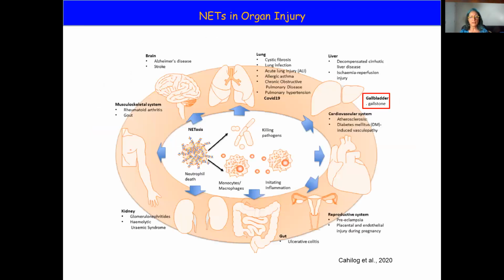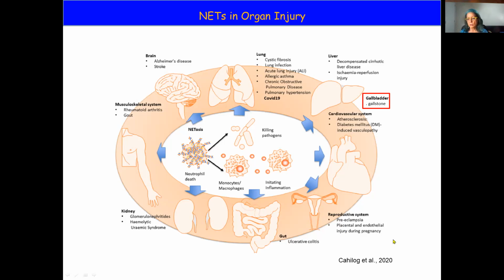So depending on where the NETs are being released, we can have organ injury all over, in any place where they are being released. We have already described NETs participating in Alzheimer's disease, in stroke, in rheumatoid arthritis, in gout, glomerulonephritis, hemolytic uremic syndrome, ulcerative colitis, preeclampsia, as you already saw, some not exactly related to NETs, but they are involved too.